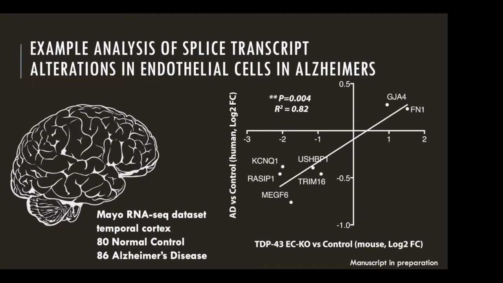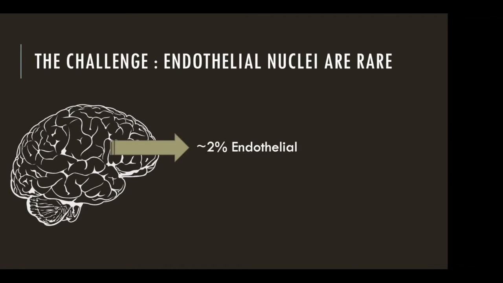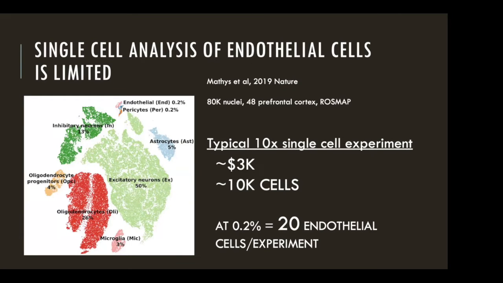And so again, this is a challenge. And this is a challenge because only about 2% of the cells in the brain are endothelial cells. There had been a set of experiments using single cell technology to look broadly at the cell types in the brain, isolating these cells and doing single cell analysis. And this was a group, the Sci Lab at MIT, that had done this. And they did this for a large set of samples.